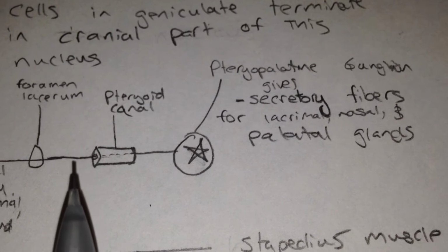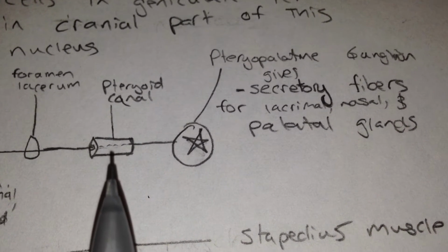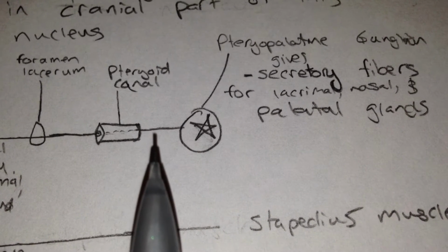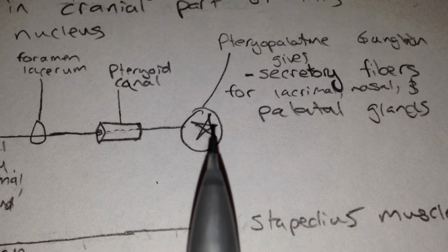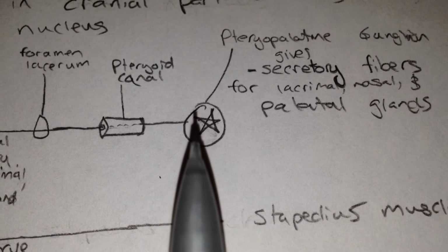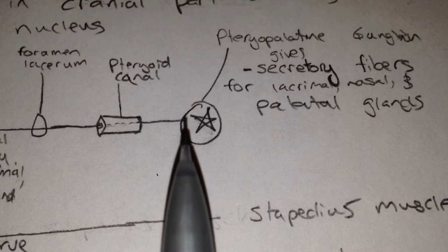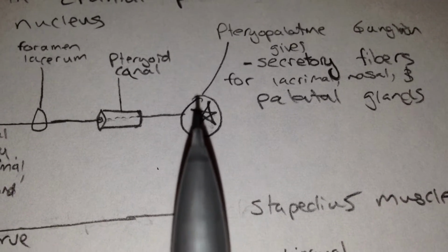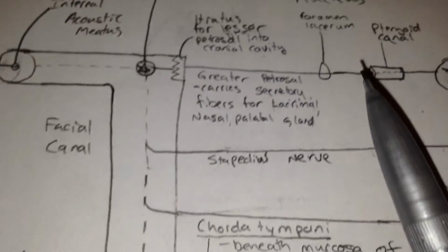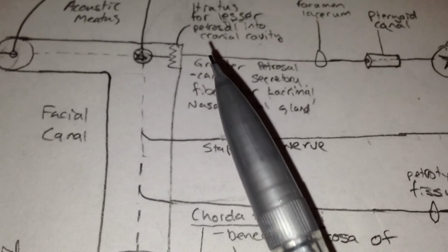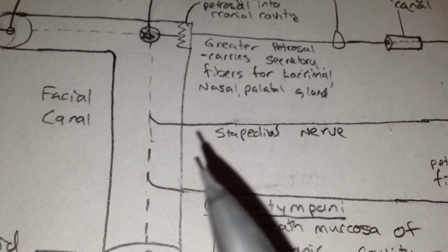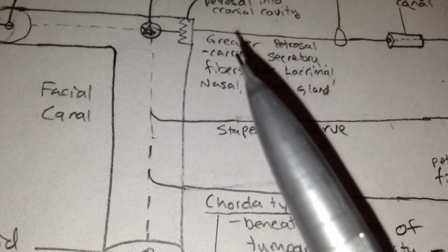After the greater petrosal goes to foramen lacerum, it's going to enter the pterygoid canal, pass through the pterygoid canal and go to the pterygopalatine ganglion. And here the greater petrosal is going to give off secretory fibers for the lacrimal, nasal, and palatal glands. Now that's the first branch. In the facial canal, there are 3 branches that are going to come off the facial nerve. The first one was the greater petrosal.